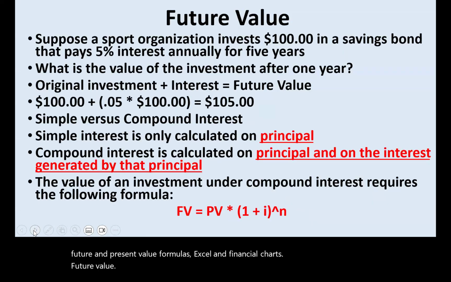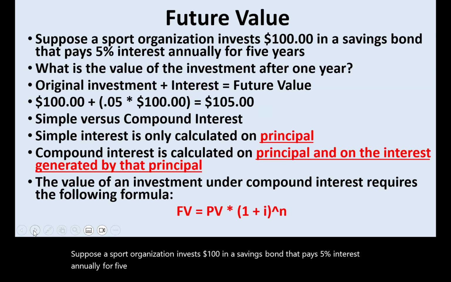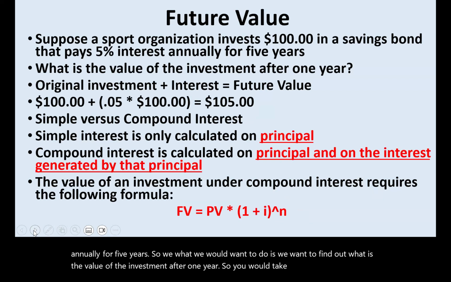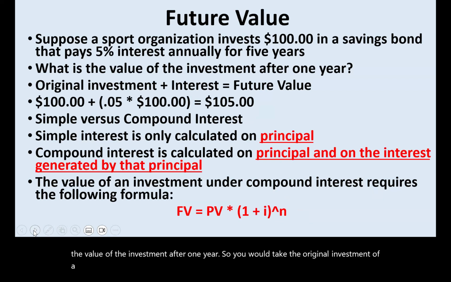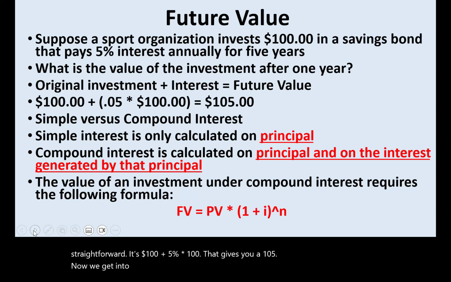Suppose a sport organization invests $100 in a savings bond that pays 5% interest annually for 5 years. So what we would want to do is find out the value of the investment after 1 year. You would take the original investment of $100 plus the interest, and that gives you the future value. So here it's pretty straightforward. It's $100 plus 5% multiplied by 100. That gives you 105.